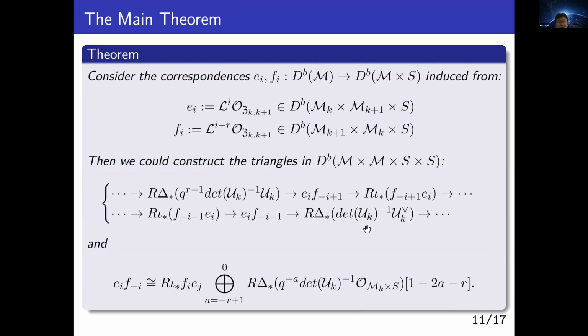U_K appears here, and we should also make some modifications, because the canonical bundle and the determinant of the universal sheaves will also appear in this computation. So finally, this is what we want to achieve. We want to consider the commutator of the positive and negative parts, and we want to make the cone some universal sheaves on the diagonal.